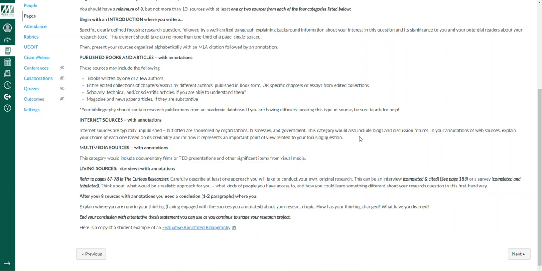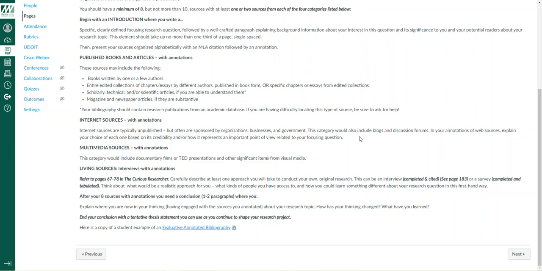It has to be completed and cited. Look at page 183 for how to cite a personal interview. Or a survey, completed and tabulated. You can use SurveyMonkey if you want to send it out. It has to be a SurveyMonkey survey, and I need to verify that it is, and it needs to be completed and tabulated.